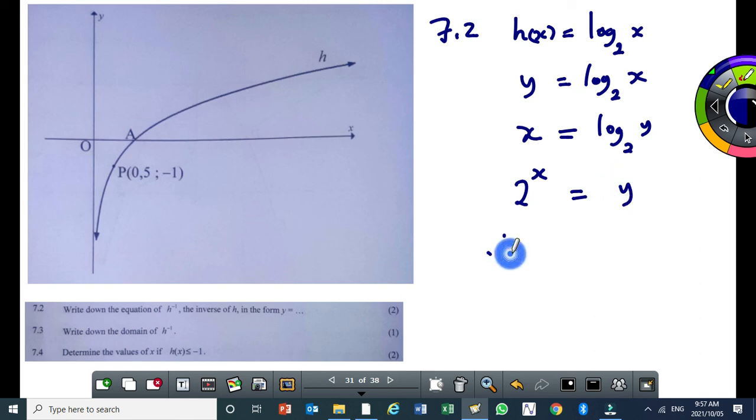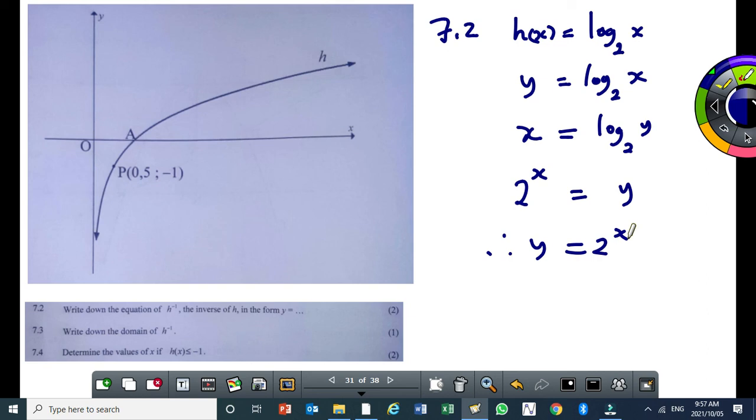So your answer, it says in the form y equal to, the answer is y equal to 2 to the power of x. You can even write the answer without any working out. So this was easy. Then 7.3, write down the domain of the inverse now.